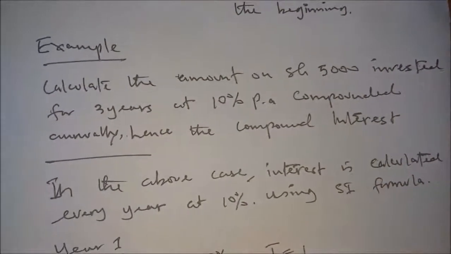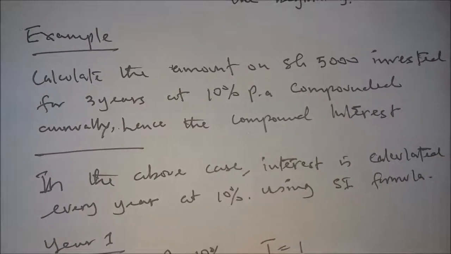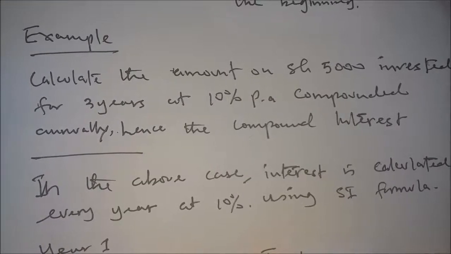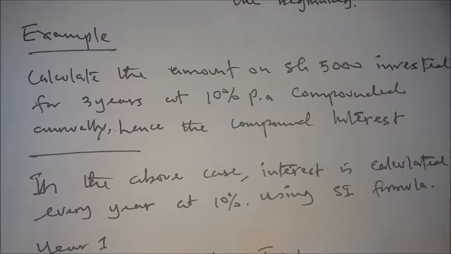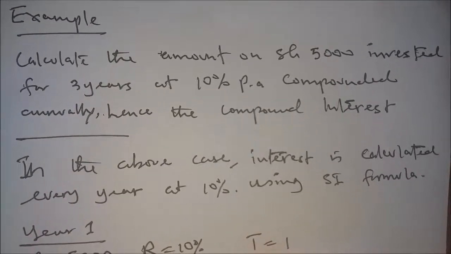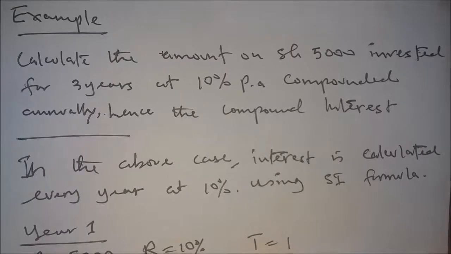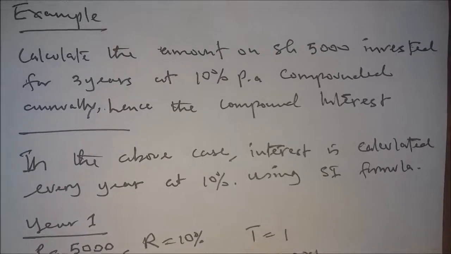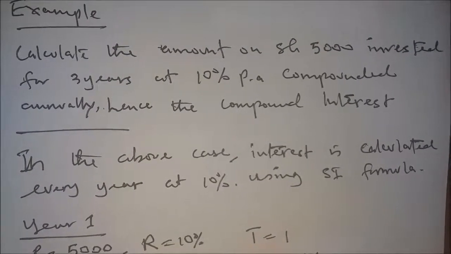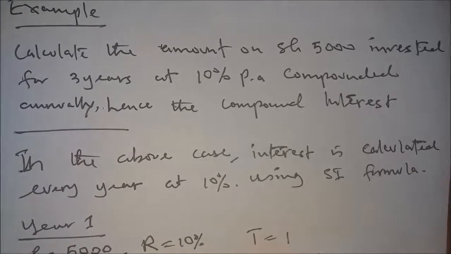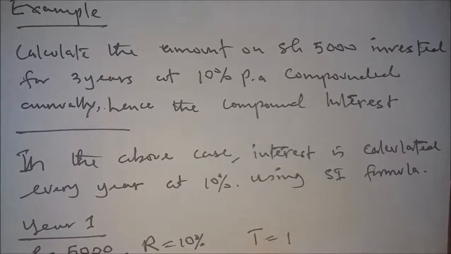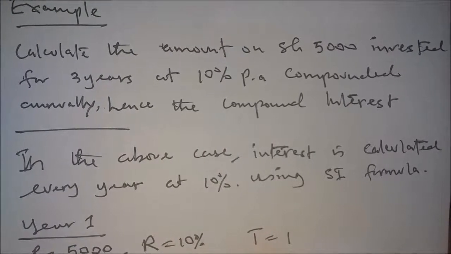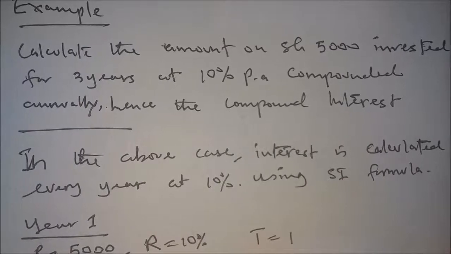Let us look at this example. Calculate the amount on shillings 5,000 invested for 3 years at 10% per annum compounded annually, hence the compound interest. In the above case, interest is calculated every year at 10% using the simple interest formula. And so, because the total interest period is 3 and interest is calculated every year, we shall have 3 interest periods. That is to say, interest will be calculated 3 times.